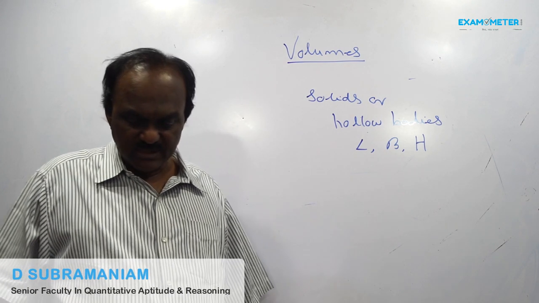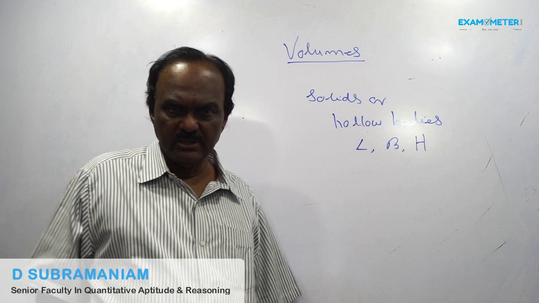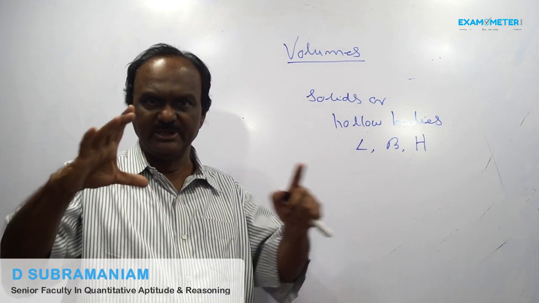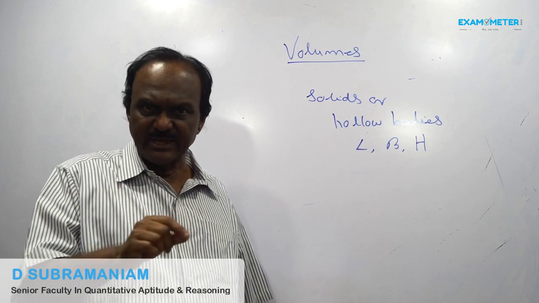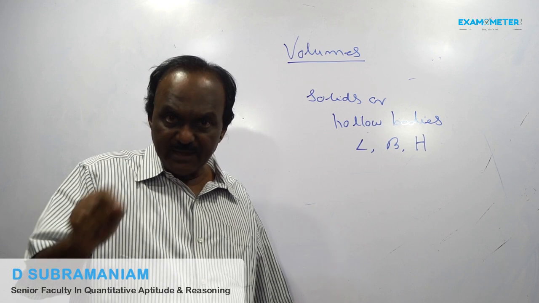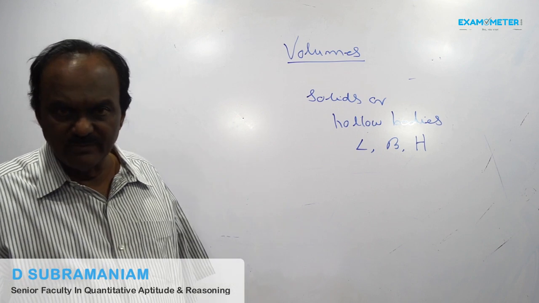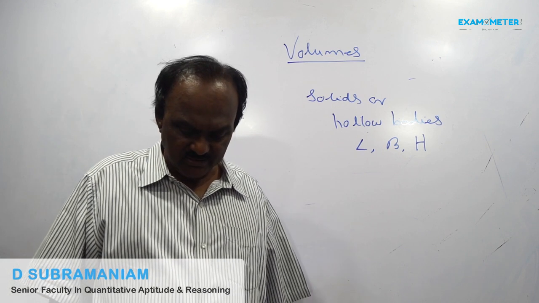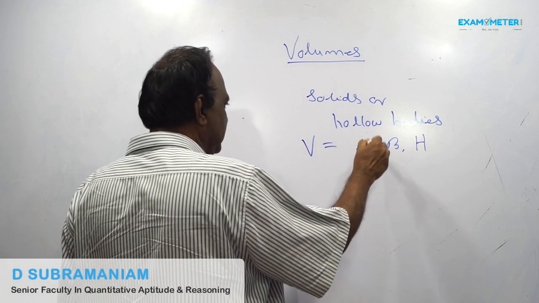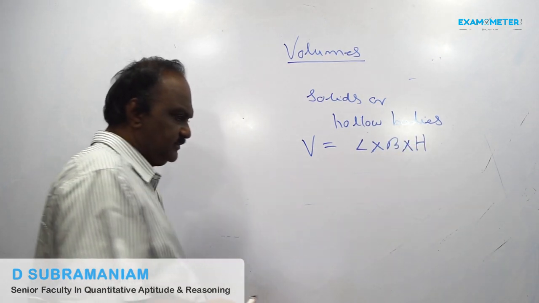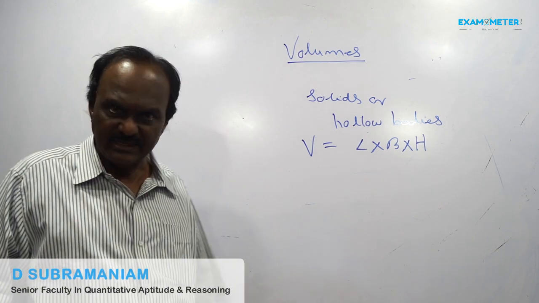Next concept. The space occupied by an object is called volume. This volume is always expressed in cubic units. Area will always be expressed in square units, whereas volume will always be expressed in cubic units. So what is the volume? Volume is equal to length into breadth into height.